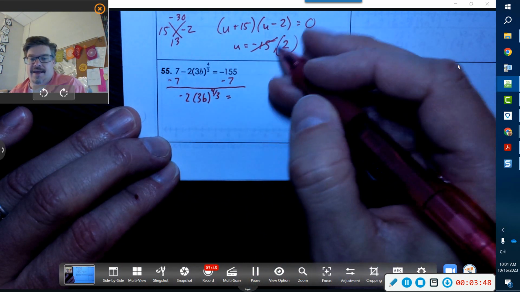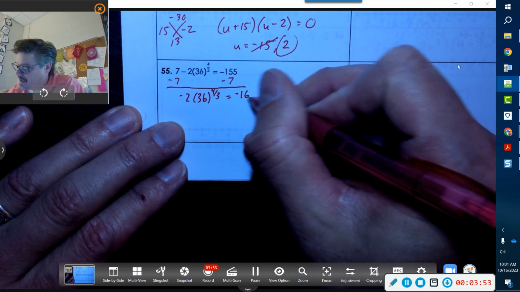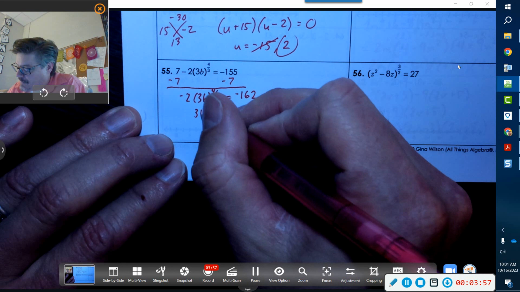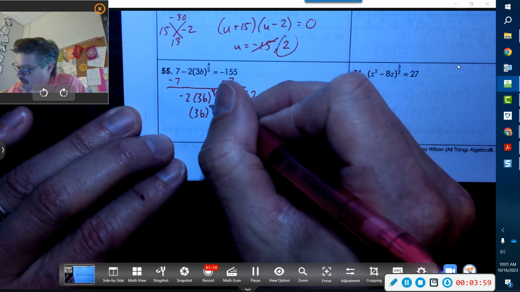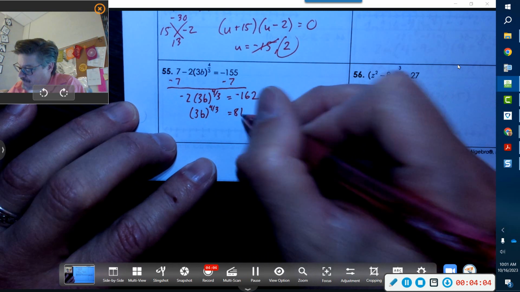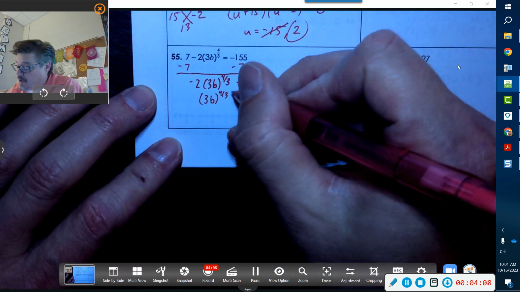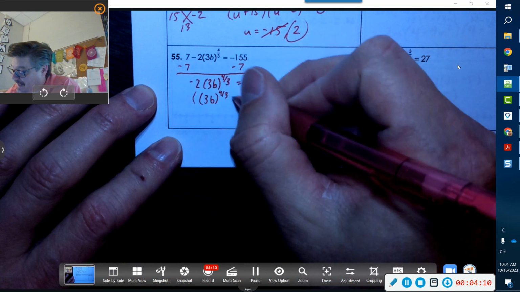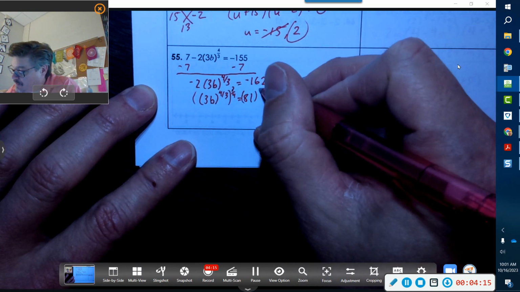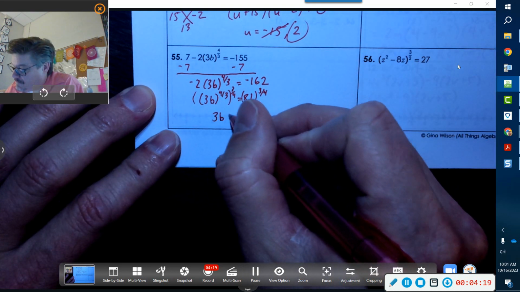So let's go ahead and do this. That's going to be negative, and then that would be 162. Now let's divide by negative 2. So that's 3b, not 36, but 3b. And that's going to be a positive 81. Okay, so now I'm ready to raise this to the 3 over 4 so that this becomes 3b.